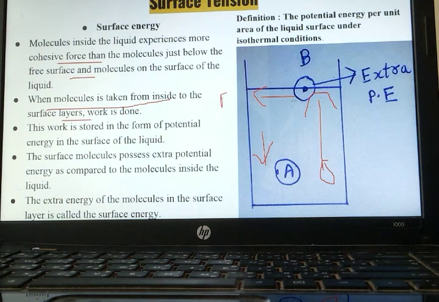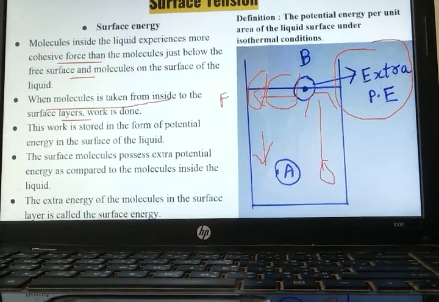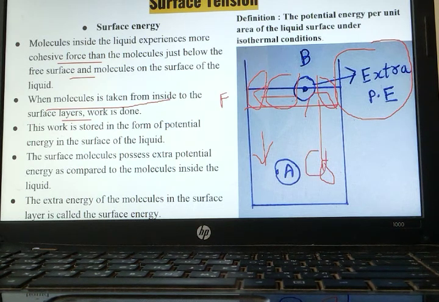Whatever work has been done is stored in the form of extra potential energy. So all the molecules which are on the surface will have extra potential energy as compared to the molecules which are inside. The molecules inside the liquid will have less potential energy, quite less as compared to the molecules on the surface.